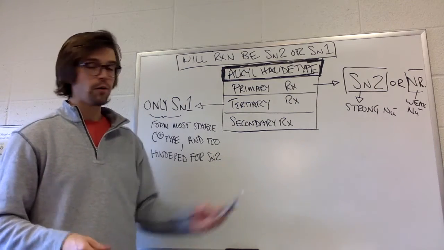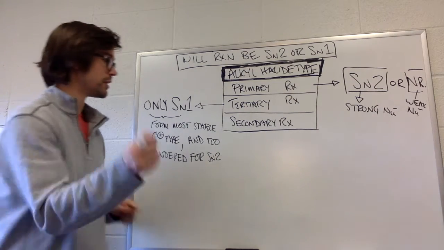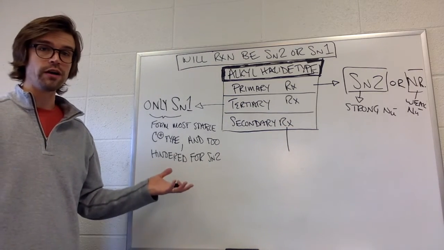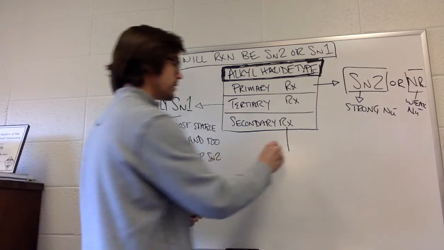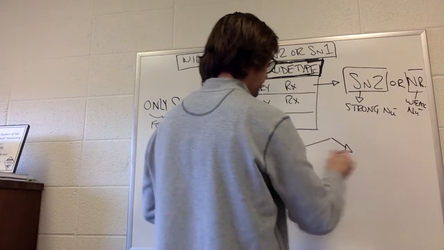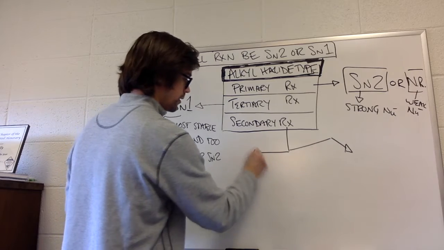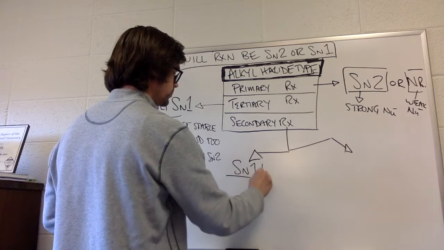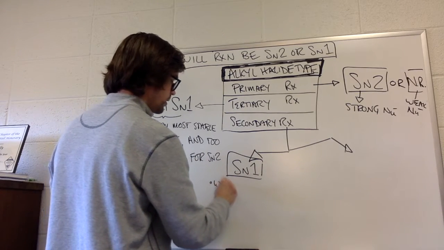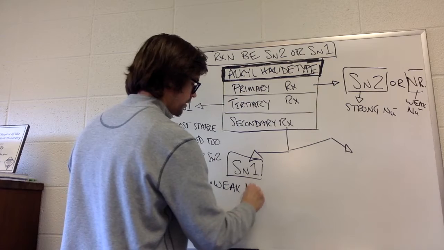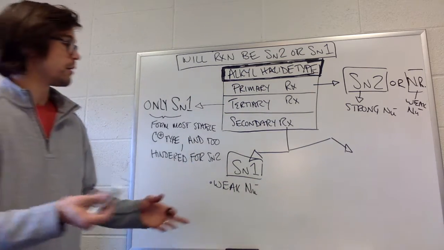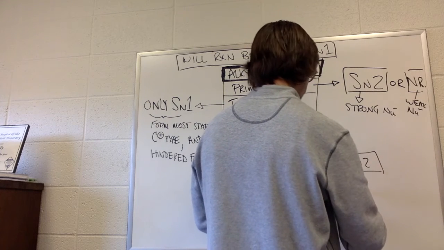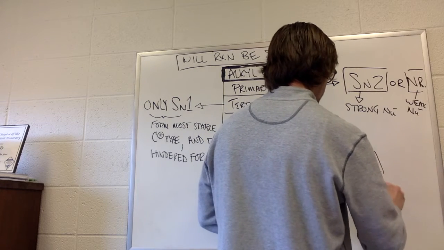But now we're going to talk about secondary alkyl halides. Secondary alkyl halides are the only ones that can do either one. They can do either SN1 or SN2, and we'll separate them out down here. They would do SN1 if they had a weak nucleophile, and they will do SN2 if they have a strong nucleophile.